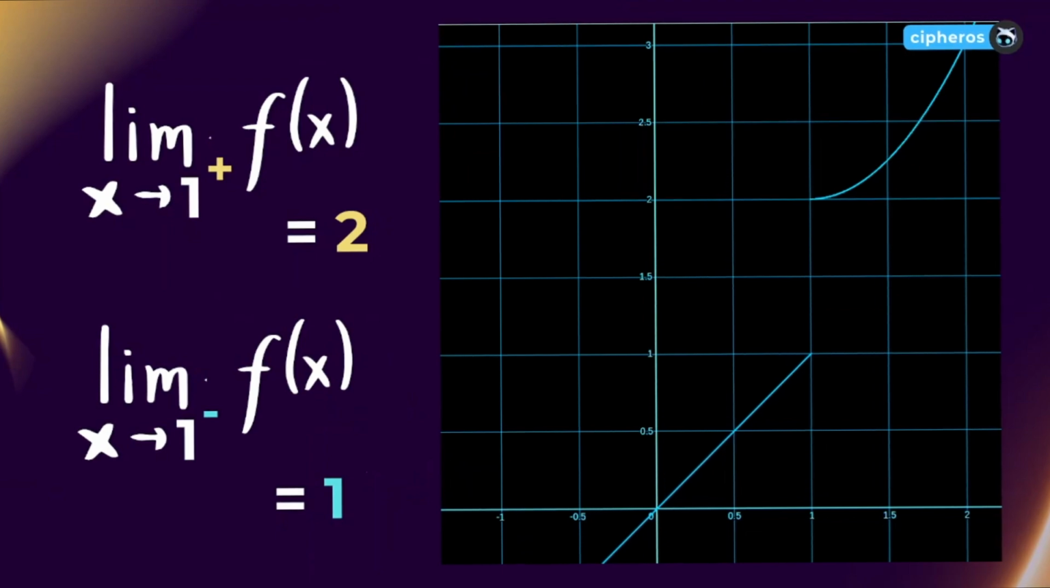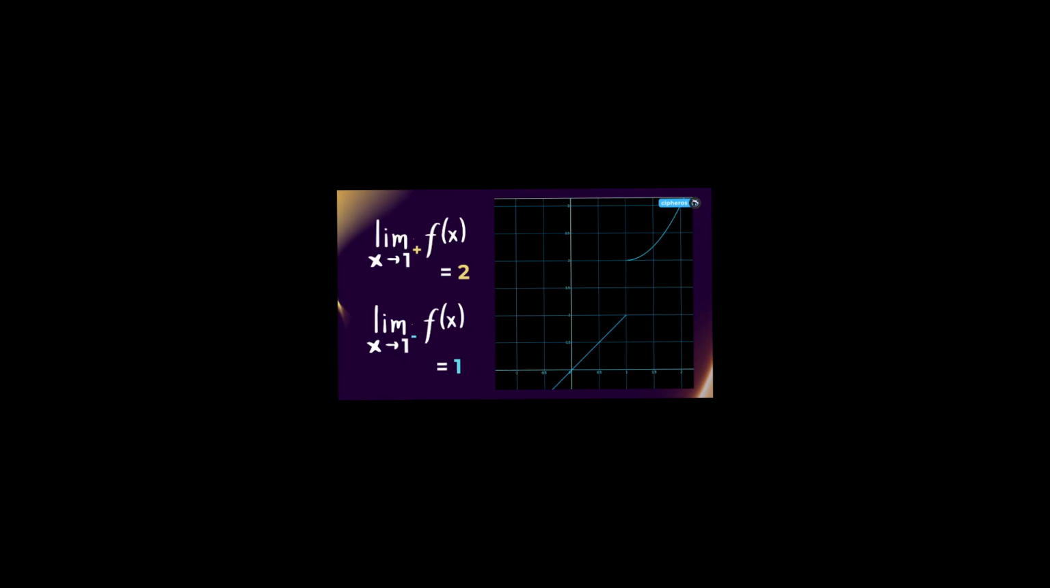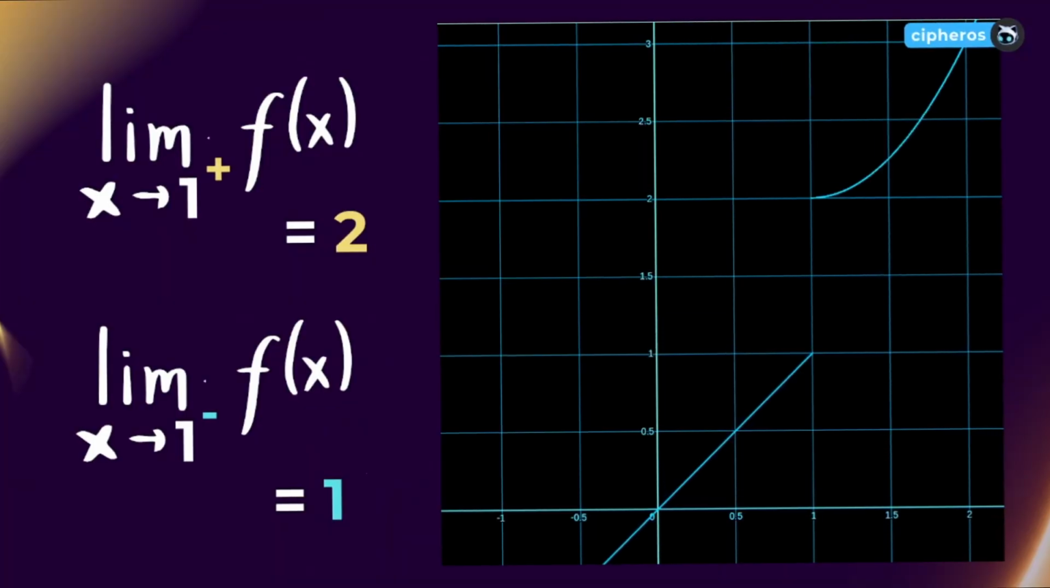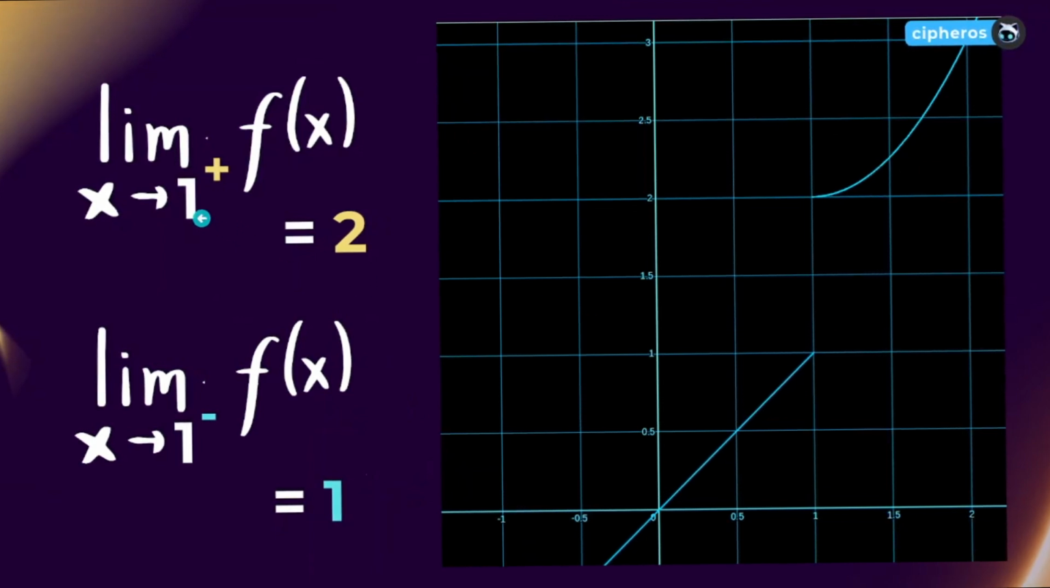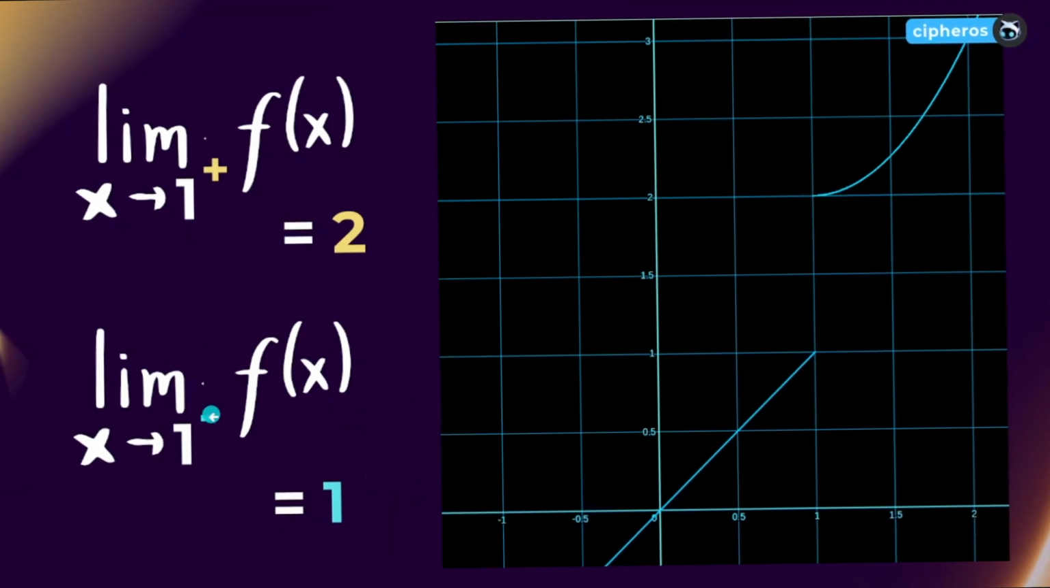This positive sign as a superscript means that we are approaching rightwards. This means values a little bit greater than 1, okay? Not positive 1, but a little bit greater than 1. While this negative sign means values a little bit less than 1.